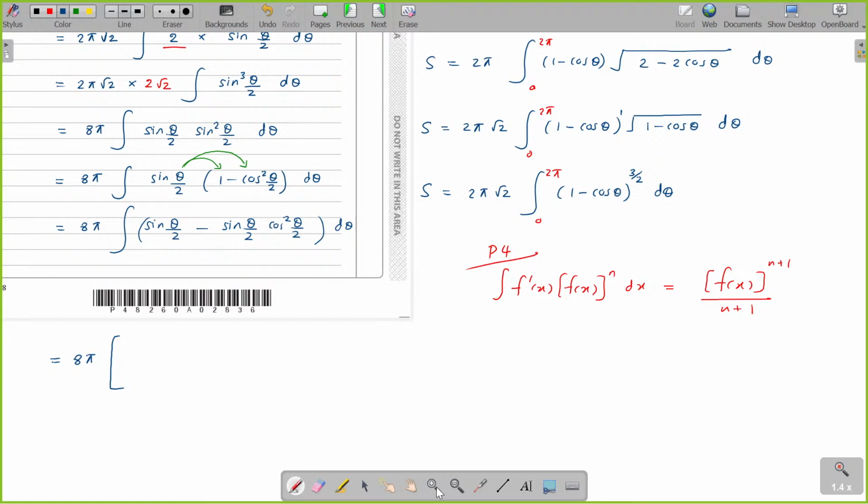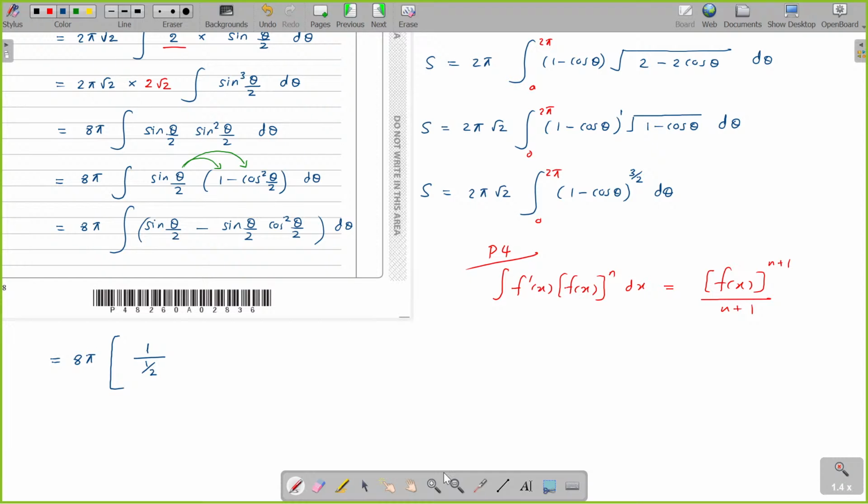Okay, sine integration is negative cos. By the way, you have half theta, which means it's going to be 1 over that half, right? 1 over a, because if you have sine ax plus b, it's minus 1 over a cos ax plus b. Okay? So if you want me to show the rules, let me know.